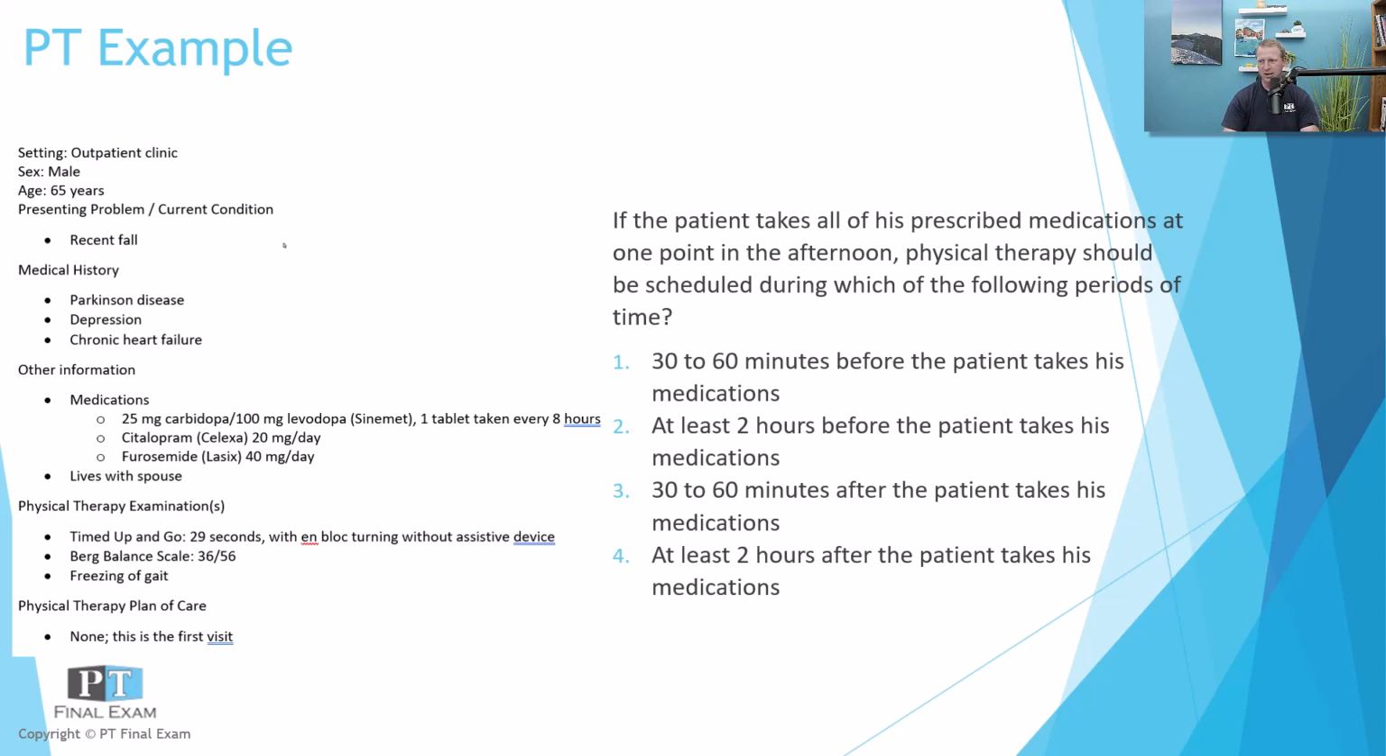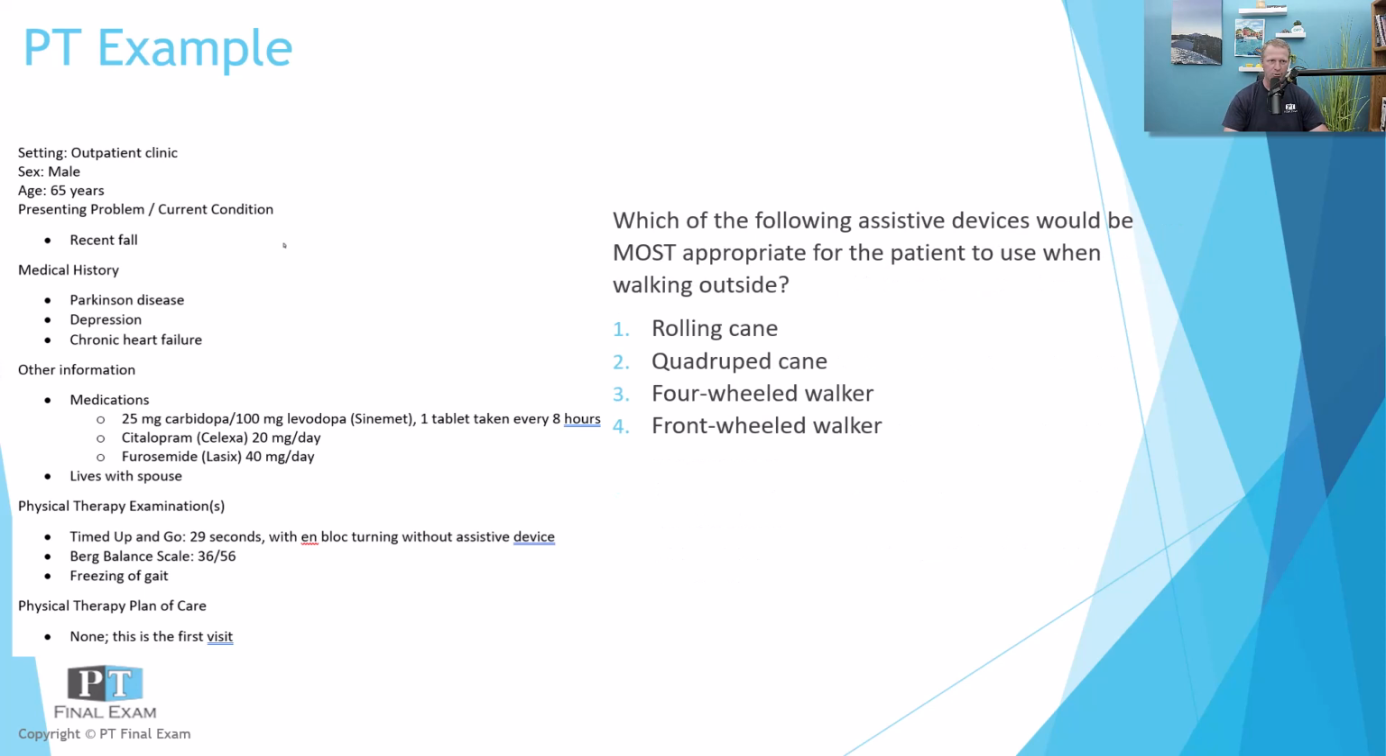All right, and our final question related to this scenario, again, I'd encourage you to pause it and select an answer. Which of the following assistive devices would be most appropriate for the patient to use when walking outside? We have number 1, the rolling cane, 2, quadruped cane, 3, four-wheeled walker, and 4, front-wheeled walker.